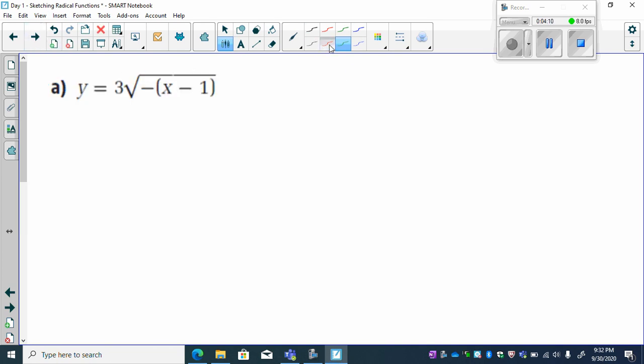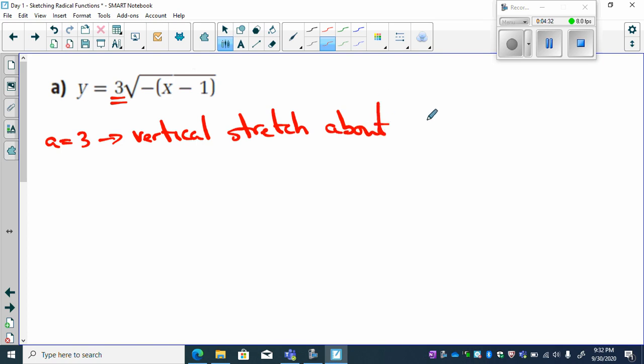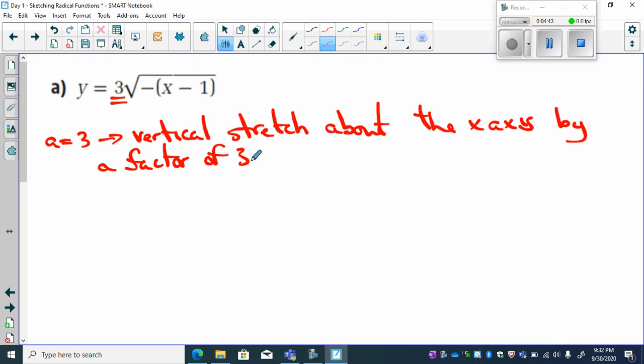First and foremost, it doesn't ask us to do this, but let's describe the transformations. This is already in standard form, so I can describe the parameter A. That is a vertical stretch about the x-axis by a factor of 3. I don't need to say anything about vertical reflection in the x-axis because A is a positive.